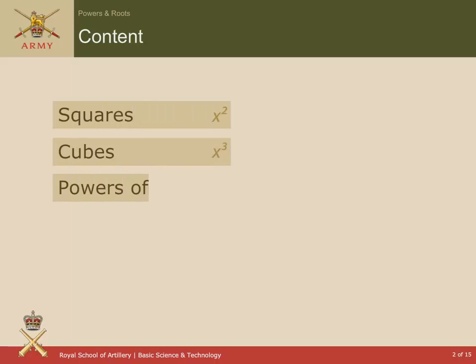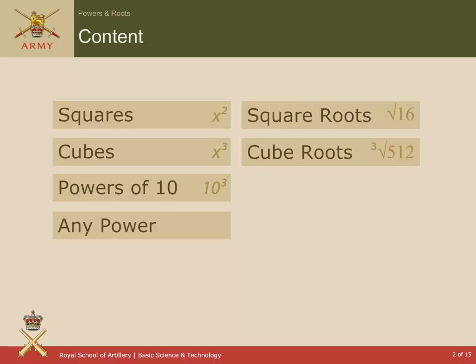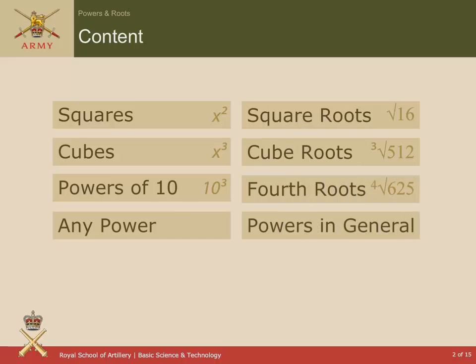In this presentation I will cover squares, cubes, powers of 10, any power, square roots, cube roots and fourth roots, and powers in general.